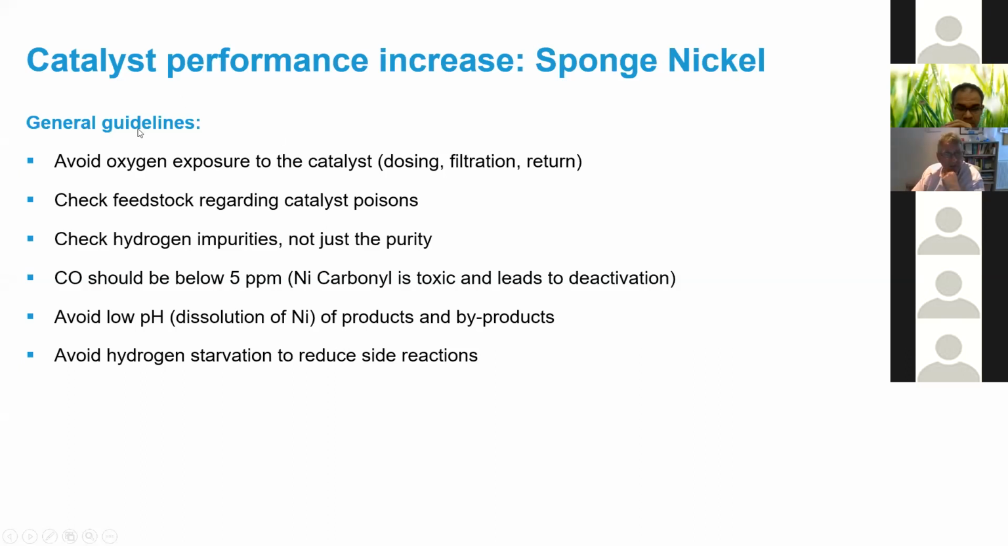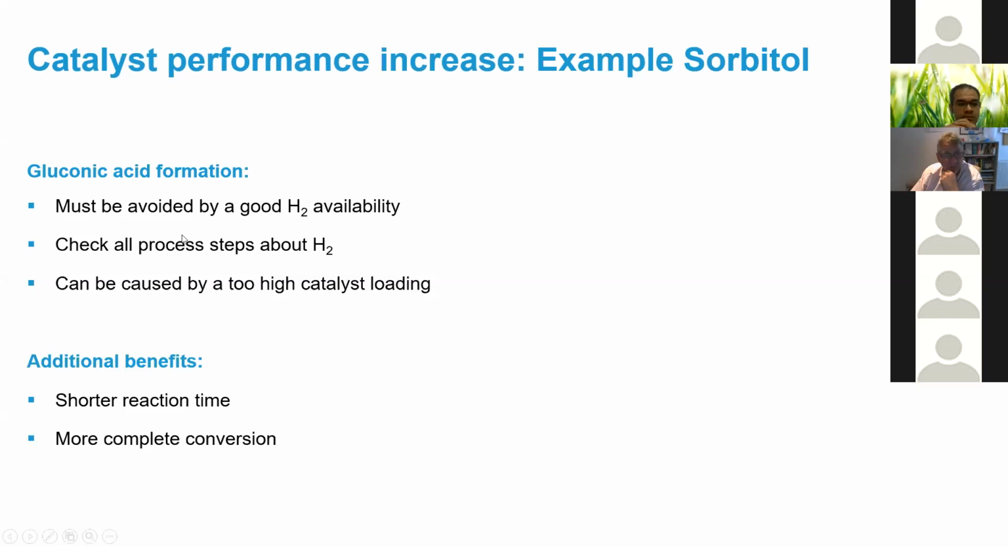So what are the general guidelines for using a sponge nickel or a Raney nickel? Avoid oxygen exposure, check your feedstock for catalyst poisons. Even the hydrogen: if you've got carbon monoxide in your hydrogen, you're going to form this material called nickel carbonyl. Nickel carbonyl is toxic, and it also leads to deactivation. Avoid low pH so that you don't dissolve off the nickel and get a nice green product at the end of the day, because you've got lots of nickel 2+ in there, and avoid hydrogen starvation. So if we look at a reaction to produce sorbitol, then we're looking for good hydrogen availability.